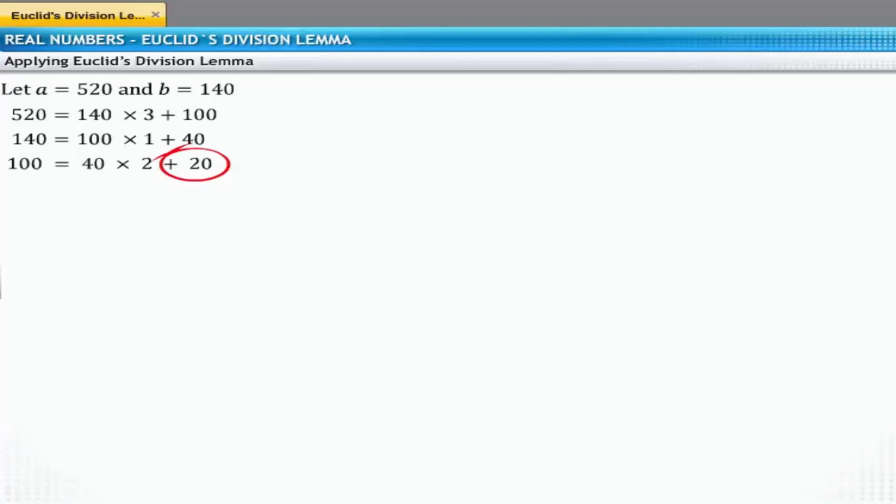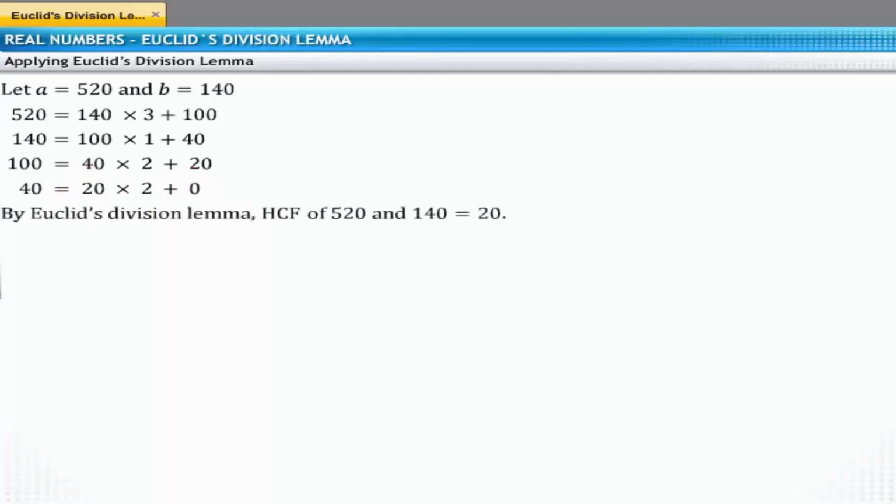So let's apply Euclid's division lemma, taking 40 as a and 20 as b. Dividing 40 by 20, we see that 20 goes into 40 two times and leaves a remainder of 0. Note that in this equation, the value of r has become 0. The value of b in this case, that is 20, is the HCF of the numbers 520 and 140.